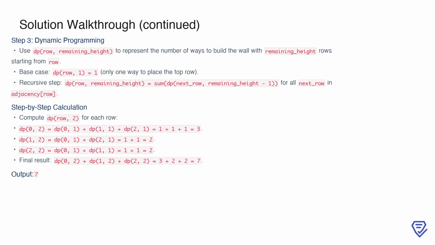Let's compute this step by step for a height of 2. For row 0, 1, 1, 1: DP[0][2] equals DP[0][1] plus DP[1][1] plus DP[2][1], which is 1 plus 1 plus 1 equals 3. For row 1, 1, 2: DP[1][2] equals DP[0][1] plus DP[2][1], which is 1 plus 1 equals 2. For row 2, 2, 1: DP[2][2] equals DP[0][1] plus DP[1][1], which is 1 plus 1 equals 2. Adding these together, the total number of ways to build the wall is 3 plus 2 plus 2 equals 7.